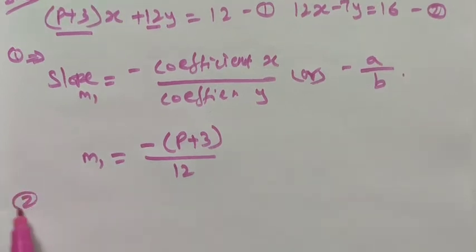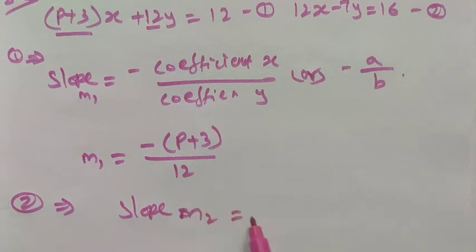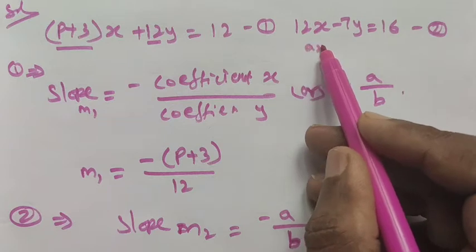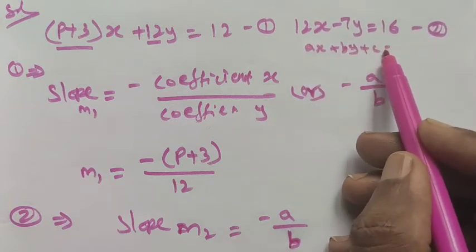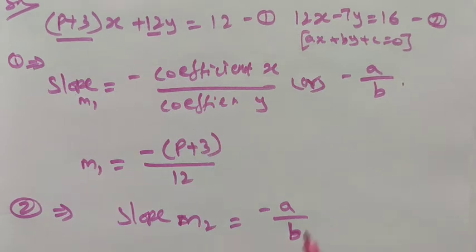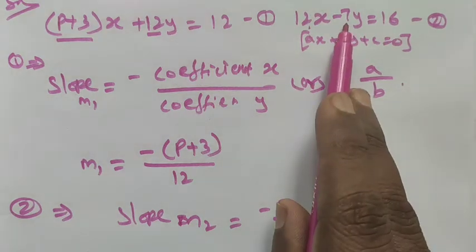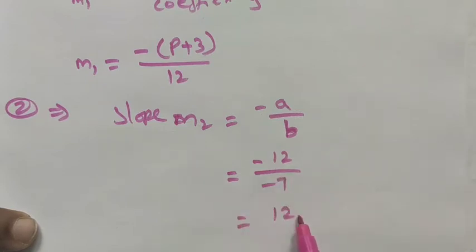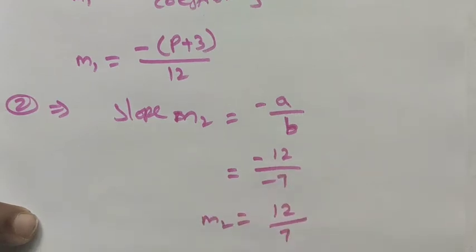By the second equation, we have the same formula. Slope m2 is equal to minus a by b, as it is in the form ax plus by plus c equal to 0, or otherwise the coefficient of x divided by the coefficient of y. Now here a is 12, in the formula we have minus, and b is minus 7. So minus 12 divided by minus 7 is equal to 12 divided by 7, that is m2.